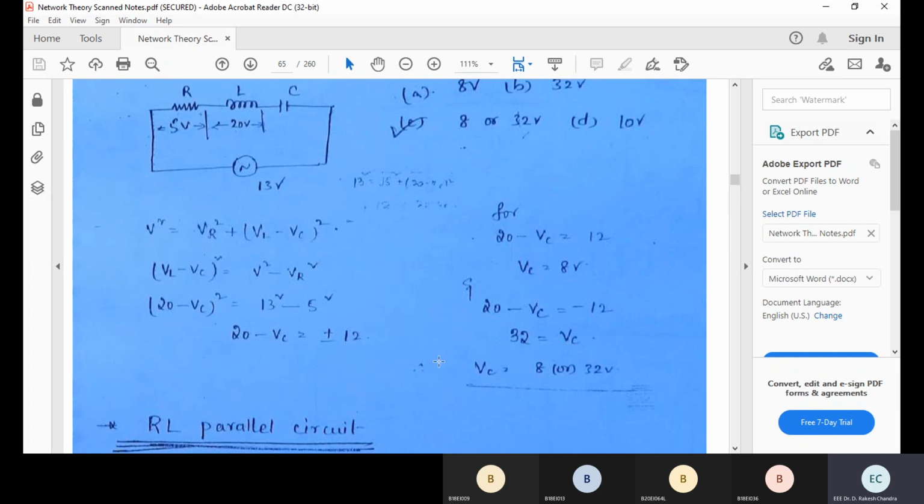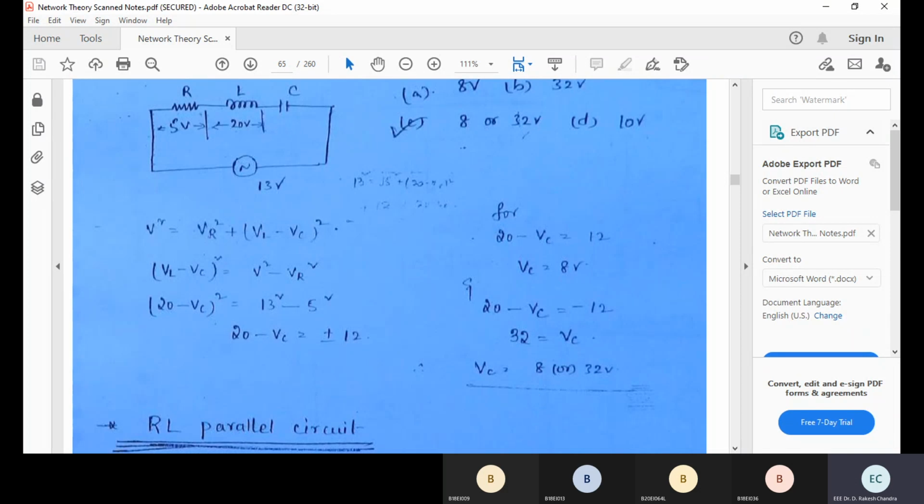Both the chances will be there. In any such case, if it is 32 also, the difference is 20 minus 32, the magnitude is 12. If it is 8, 20 minus 8, the magnitude is 12. Ultimately, you are squaring this expression, whether it is minus 12 or plus 12, that doesn't matter. So the capacitance voltage may be 32 volts or maybe 8 volts.